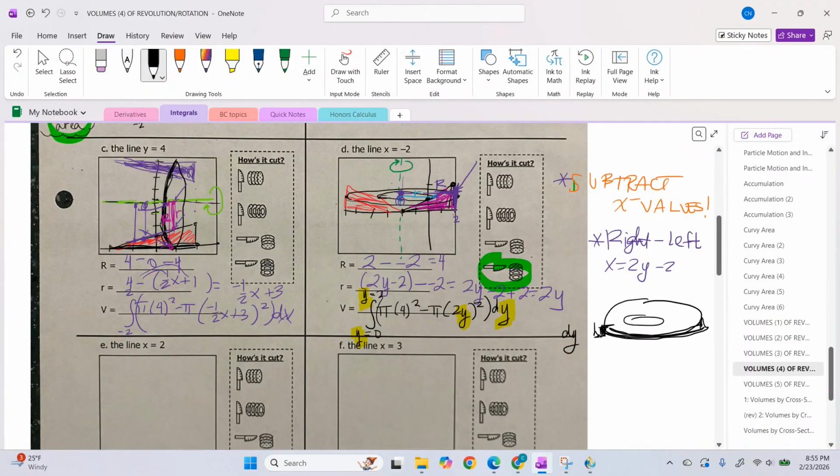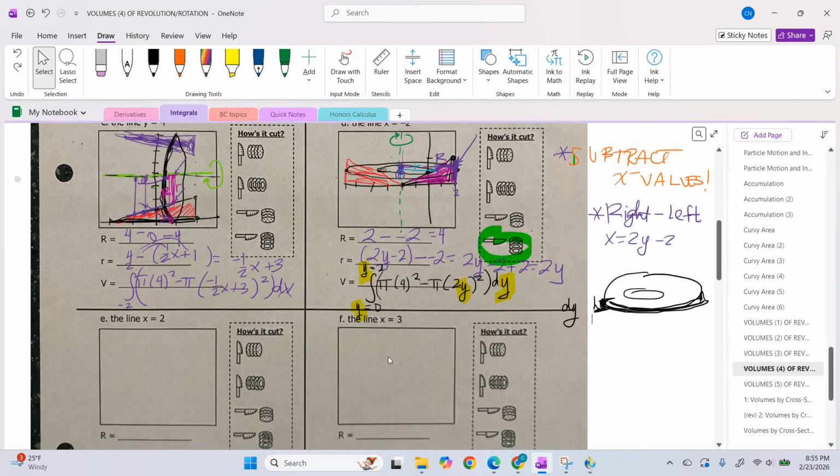Our height is up and down. Our height is along the y-axis. Whereas here, we had a thickness that went this way. It was dx. It was along the x-axis. So just remember, if your sentence begins with y's and is about y, then it's going to end in a dy. Okay?